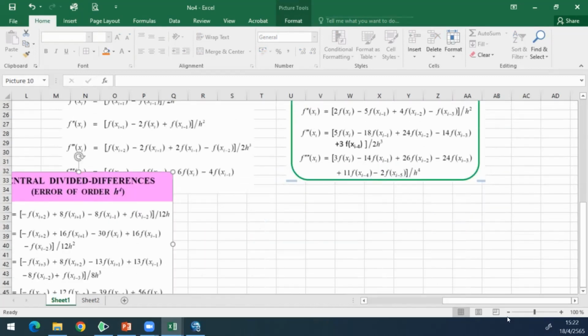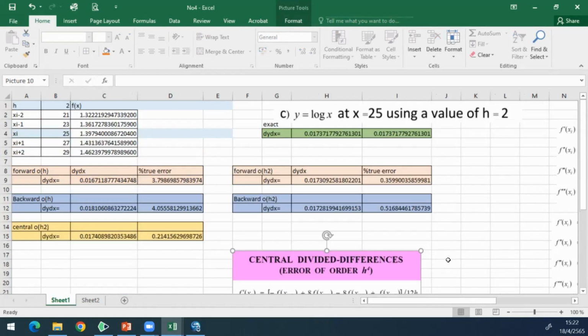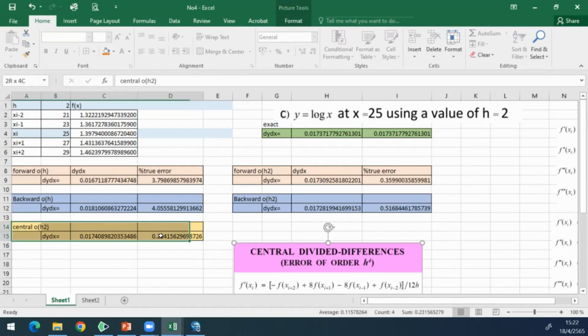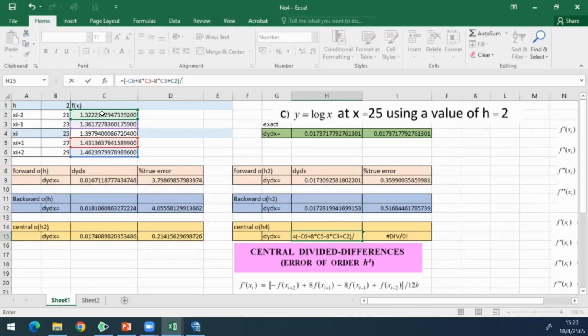Central difference, it should be over here. Okay. Central difference, the formula is what? Okay, now central difference is O(h^4), powerful, right? And the formula becomes, okay, minus f(x_{i+2}), okay, plus 8 times f(x_{i+1}), okay, minus 8 times f(x_{i-1}), okay, plus f(x_{i-2}), okay, and divided by 12h.